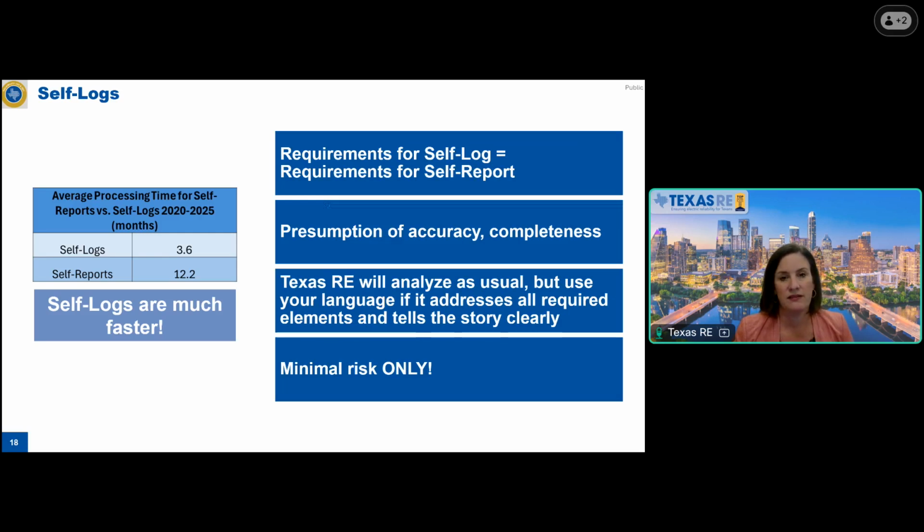Keep in mind that this is for minimal risk only. So if we're going into moderate risk, you will not be able to self-log that moderate risk issue.